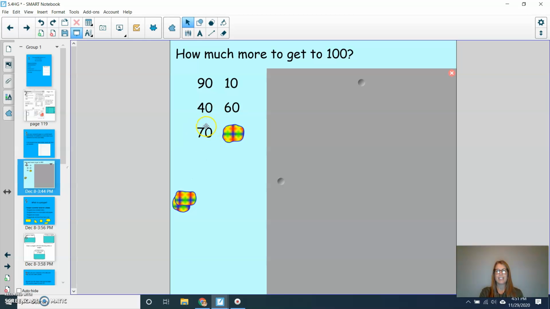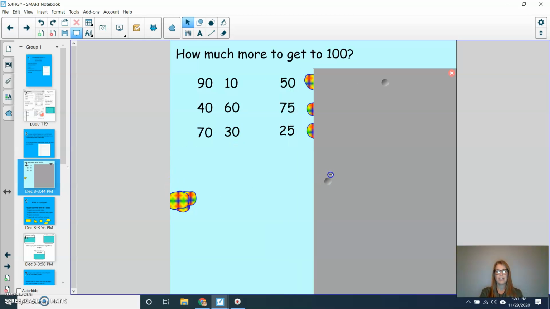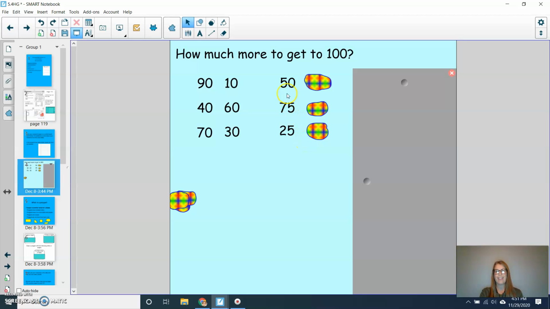If I say 70, how many more to get to 100? You should have said 30. Let's try 3 more. This time, can you think of how much more to get to 100? Press pause and then we'll check. So if I say 50, it would take 50 more to get to 100. If I say 75, it would take 25 more to get to 100. If I say 25, it would take 75 to get to 100.